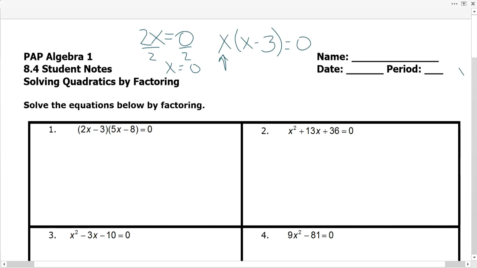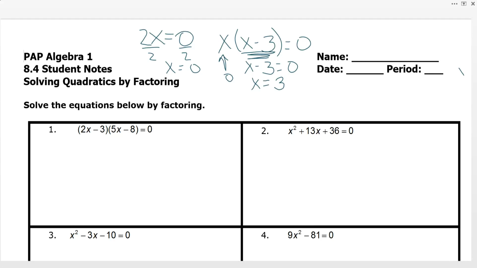X could be 0, and then anything I multiply times 0 is going to be 0. Or x minus 3 could be equal to 0, which would then mean I multiply times something that's 0, and I'm going to get 0. So if I solve for x, x is equal to 3. So I have two possible answers for x. It could either be 0 or it could be 3. And either way, part of my equation ends up being equal to 0, which means the whole thing is equal to 0. So keep that thought in mind, and let's look at number 1.